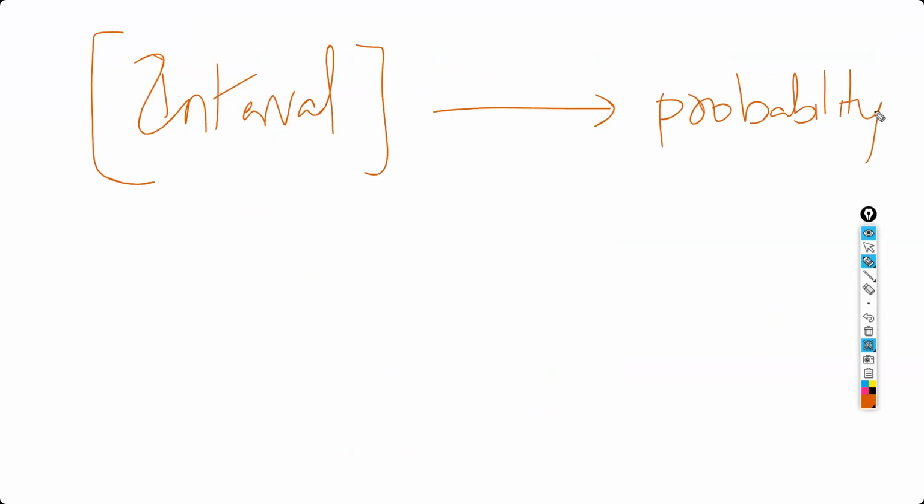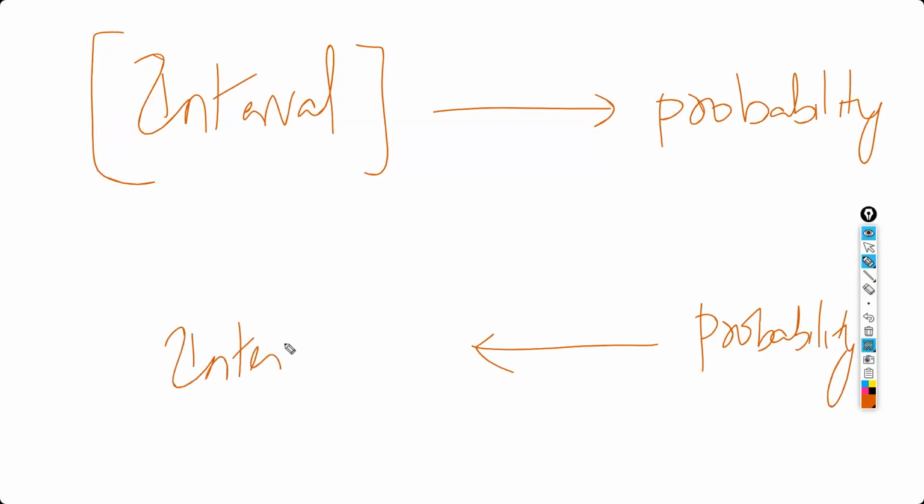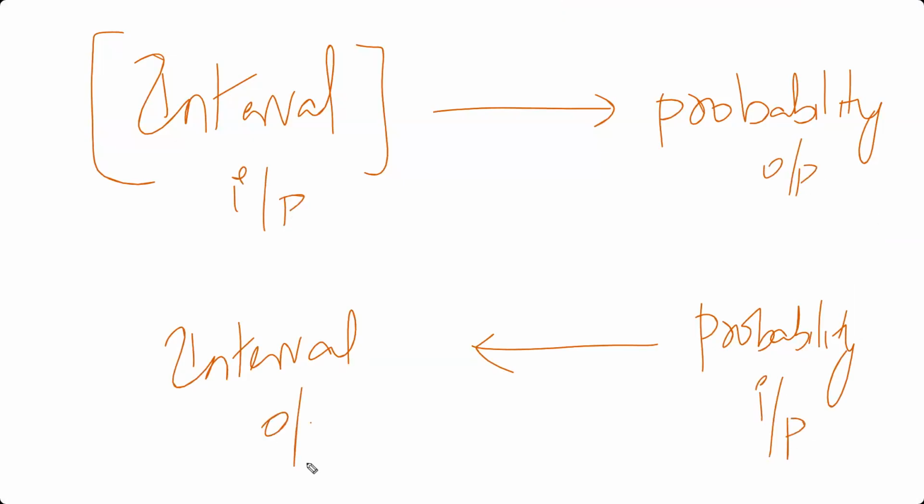Yesterday, do you remember from Z-score how to calculate probability? Similarly, from the probability, can you calculate a Z-score? The same way, I will give you the probability, and based on this probability, I'm asking you to give me the interval. If I give the input as probability, you have to give me the output as interval.